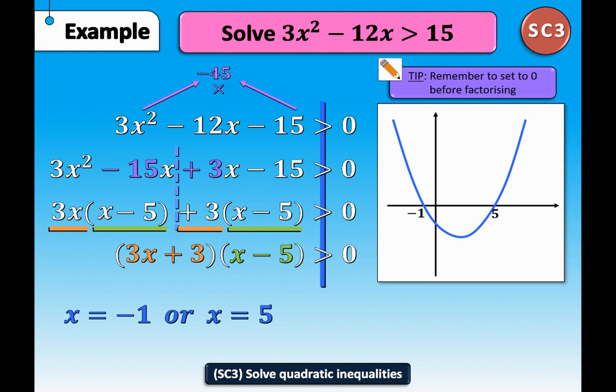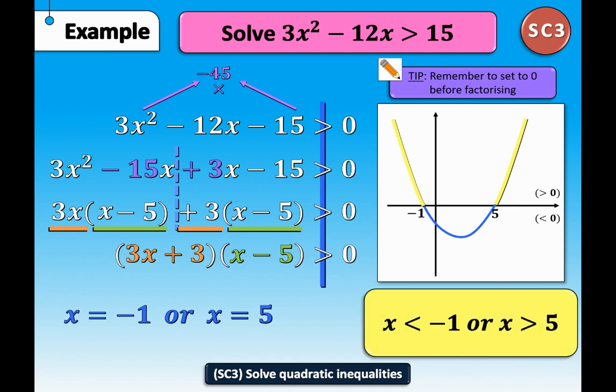And again, we're trying to solve it when it's greater than 0. So we're looking at the parts of the graph that are above the x-axis. So above the x-axis means x is less than minus 1 and x is greater than 5. So that is our answer there.